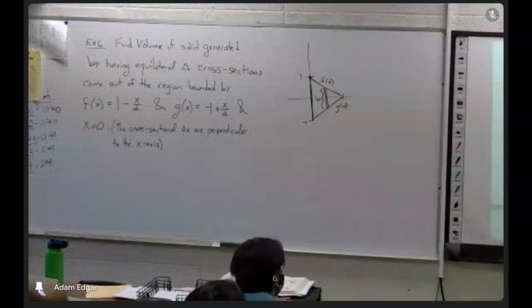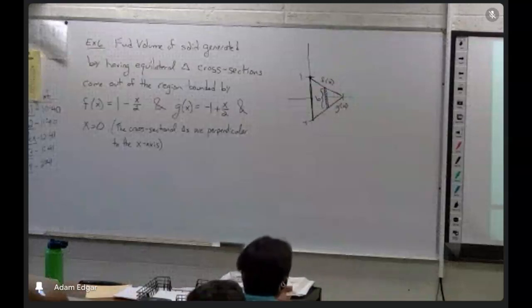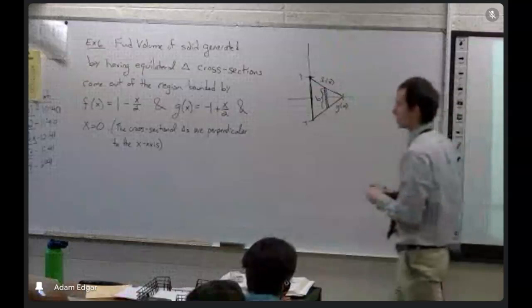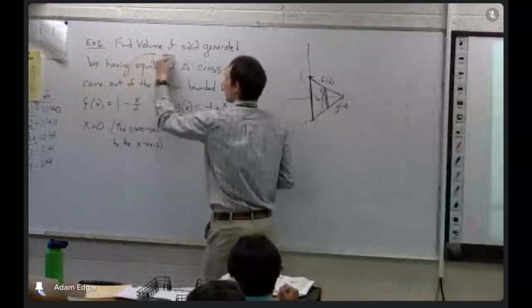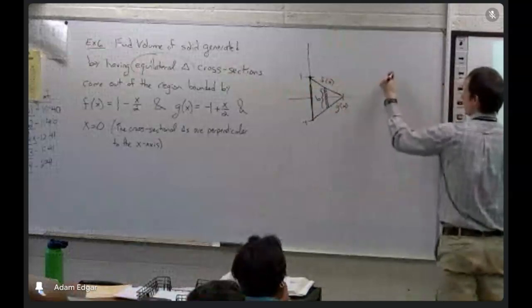That's step 2. So step 1, draw the 3 curves on your graph. Step 2, draw your cross section and say, we're perpendicular to the x-axis, so I'm going to draw this rectangle perpendicular to the x-axis. And then step 3, draw your 2-dimensional cross section. Our 2-dimensional cross sections are equilateral triangles. So over here, I'm going to draw an equilateral triangle.